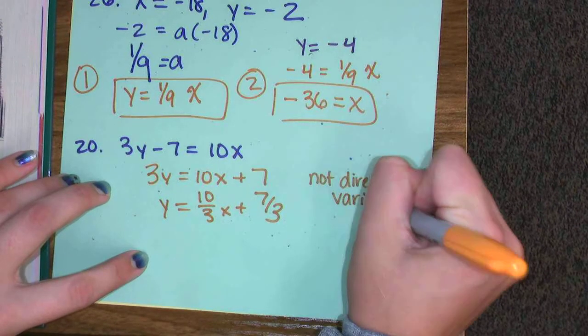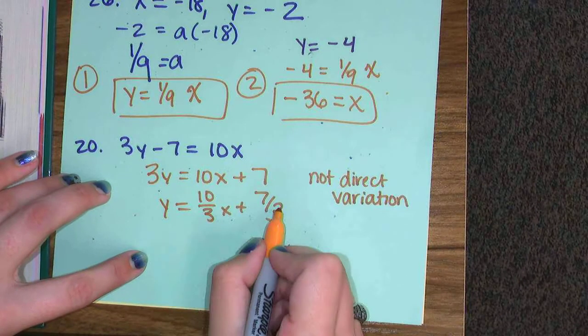Yep, it doesn't have the form y equals ax. It has something being added to it at the end, so it's not direct variation.